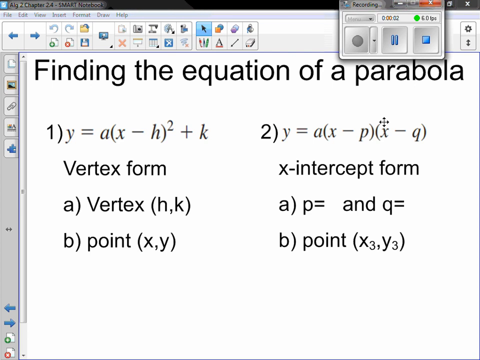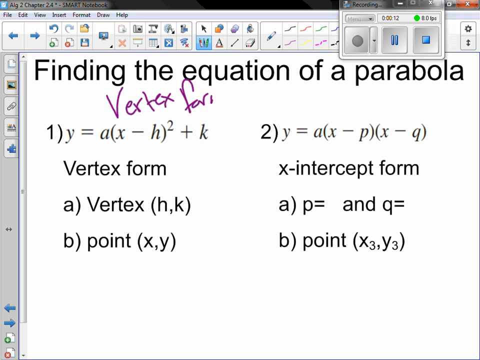Okay. So what we're doing today is we're finding the equation of a parabola. Now, there are going to be one of two equations we're going to look at. It's going to be in either vertex form or intercept form. And the main way we'll tell the difference between the two is what is given to us.